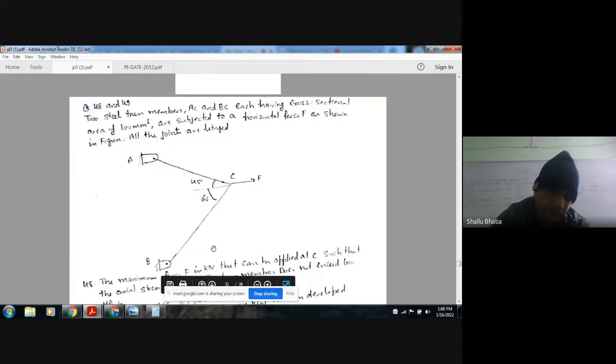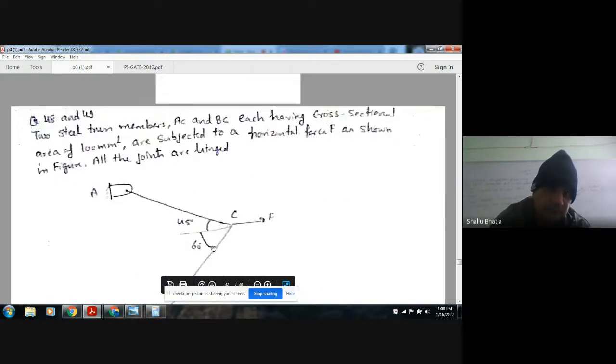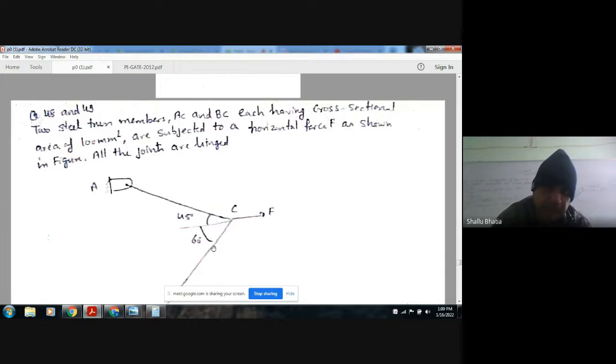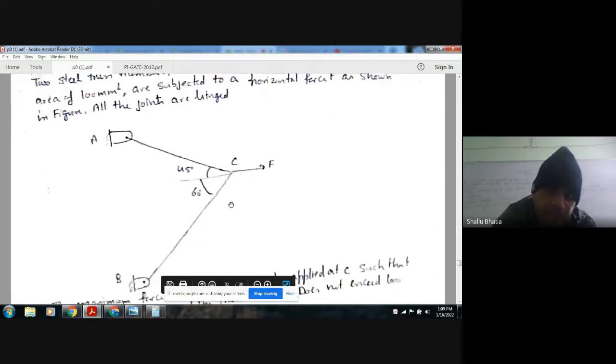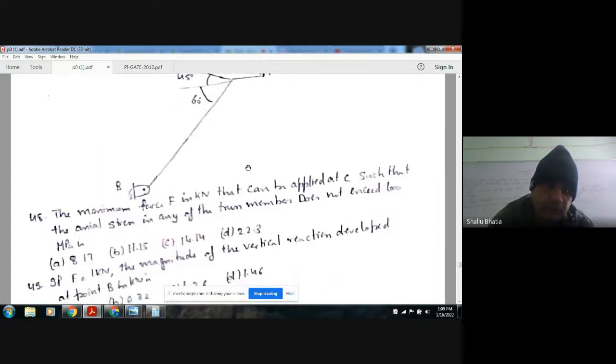Question number 48 and 49. Two steel truss members AC and BC having cross-sectional area of 100 mm square are subjected to horizontal force as shown in figure. All joints are hinged. So this is the figure, this is force F, and these are joints A and B. These joints are hinged. This angle is 45, this angle is 60. This point is C. There are two questions based on this.